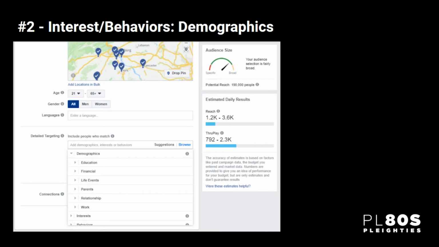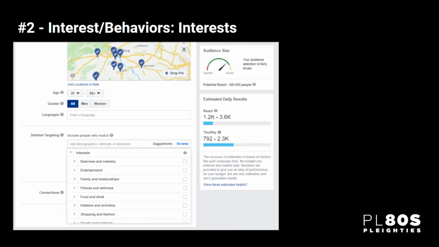So under the demographics subset, you can see education, financials, life events, parents, relationship, and work. And under those, there's even a plethora of subsets: types of education, types of financial classifications, life events, recently engaged, recently married, those type of things. Parents, whether they're a parent in general or of certain age groups, and then relationships and work.